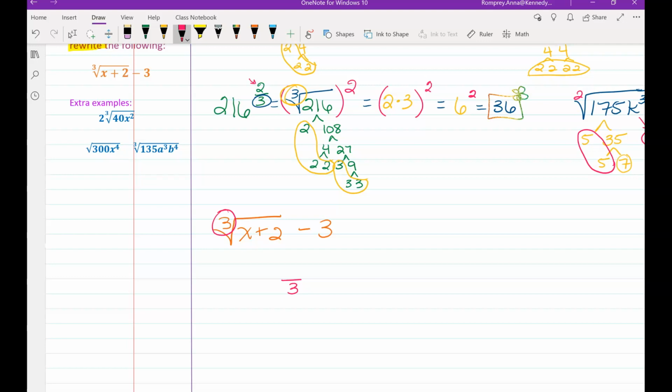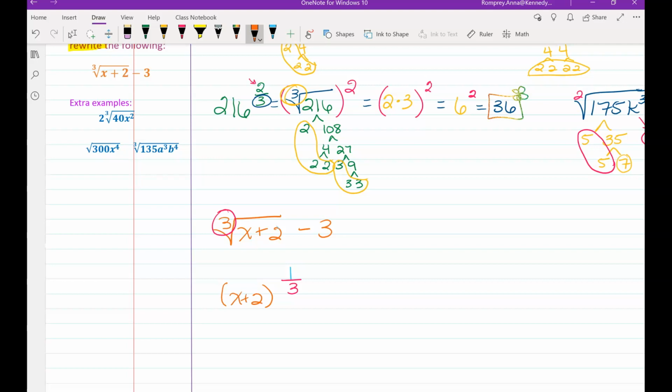Does this have a power anywhere? Does this have an exponent either inside or outside the radical? I don't see one, so the only thing that can be implied is a 1. Now, because you have two terms under the radical, your radicand is two terms, so you must put x plus 2 in parentheses.